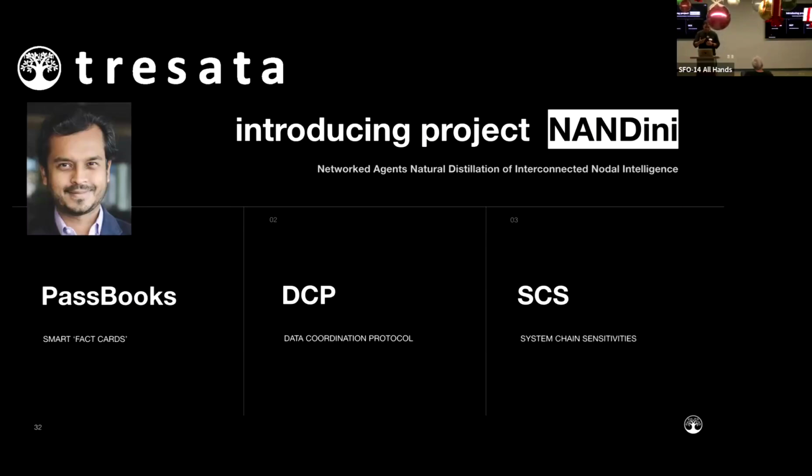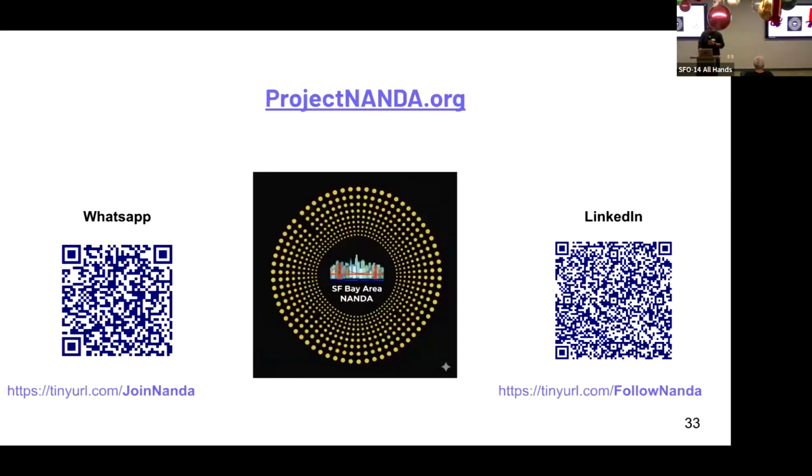What would you do about that? So Abhishek and his Sunicorn, he tells me, Tresata, is working on a platform called NANDini, which is a play on Nanda. His daughter's name is NANDini, by the way. And they're creating these agent passbooks, right? Not just agent cards, but agent passbooks and data coordination protocols and so on. So look at how we're working together with them.